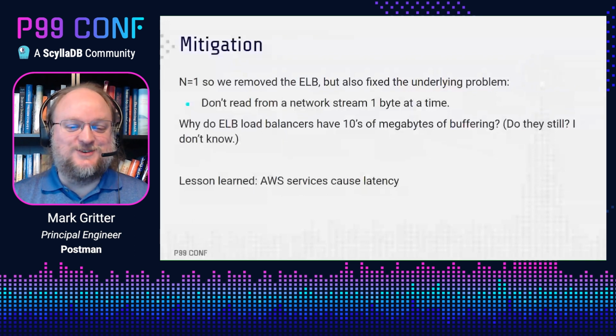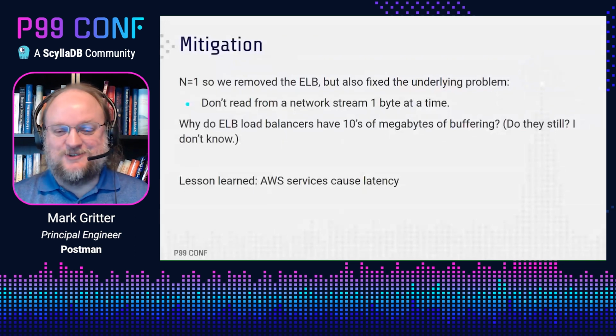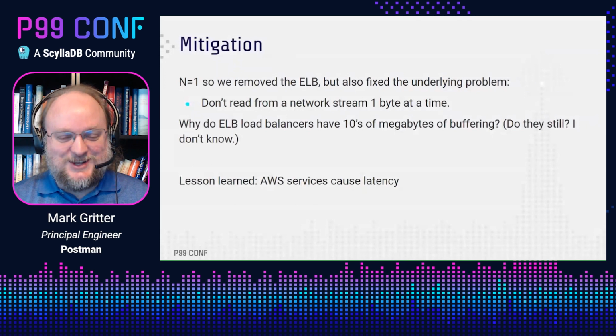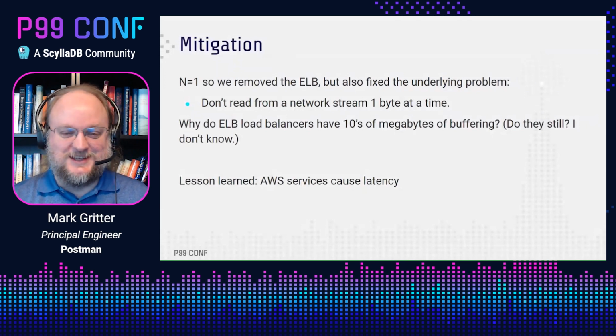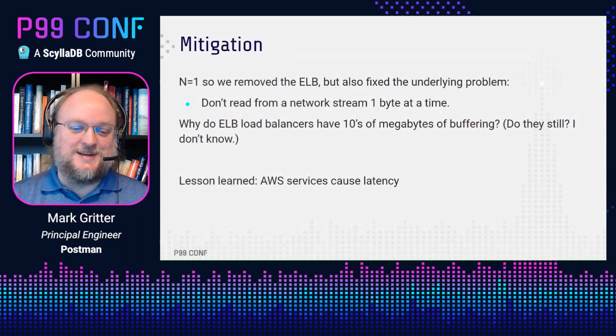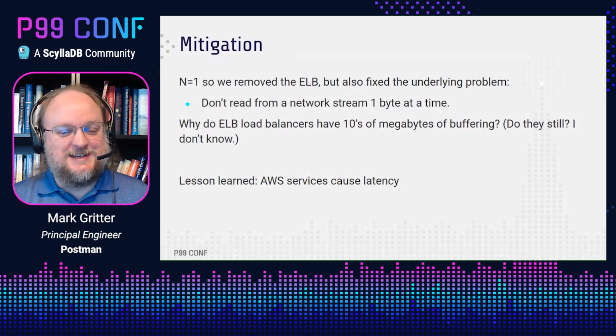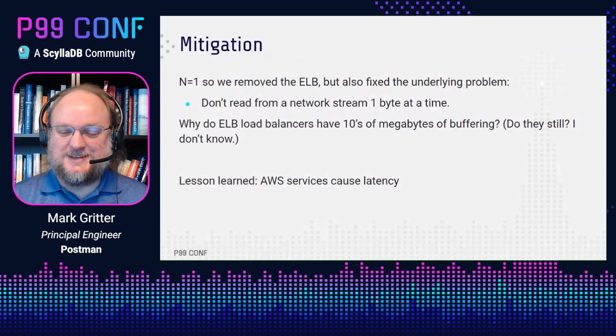At the time, we didn't really need two upload servers, so we actually removed the load balancer, but I also, in this case, finally fixed the underlying problem, which turned out to be fairly silly. The code as originally written was reading from the network 1 byte at a time. It sort of makes sense to me today that ELB doesn't do a pure cut through, but at the time I was very surprised that it had tens or even hundreds of megabytes of buffering, and I still don't know what the upper limit is today.